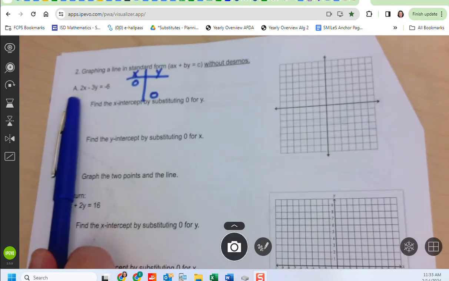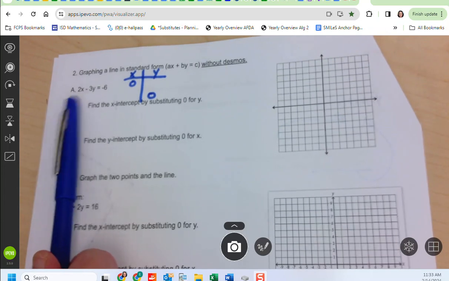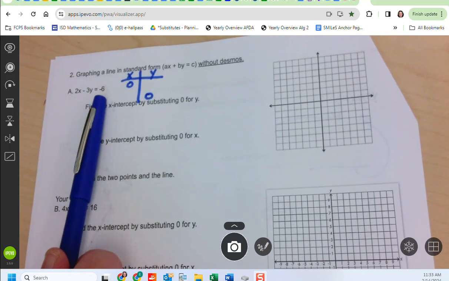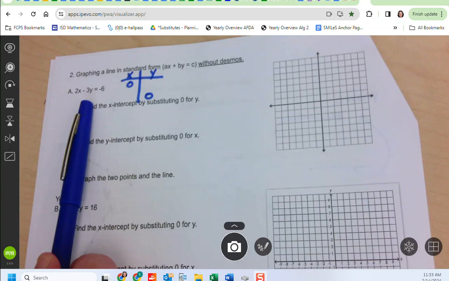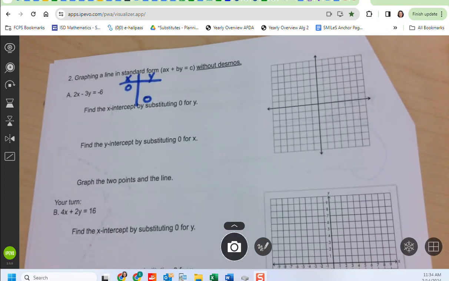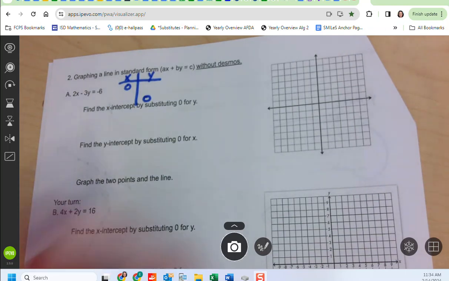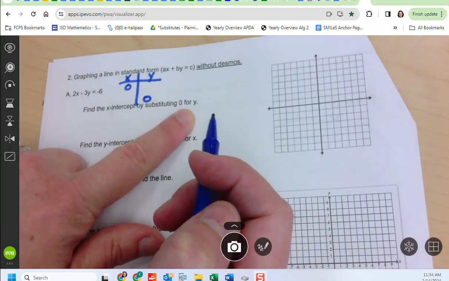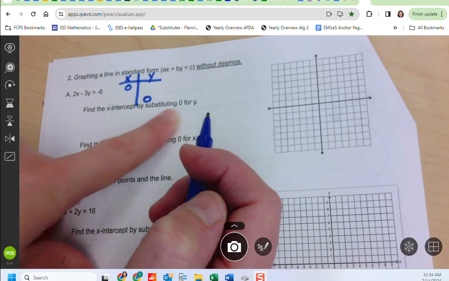This is called standard form. Some number times x plus some number times y equals another number. That's standard form. It's not written in slope-intercept form, so I can't just pull out the slope and the y-intercept. So we're going to substitute 0 for x first. Actually, it says substitute 0 for y first. Find the x-intercept by substituting 0 for y.